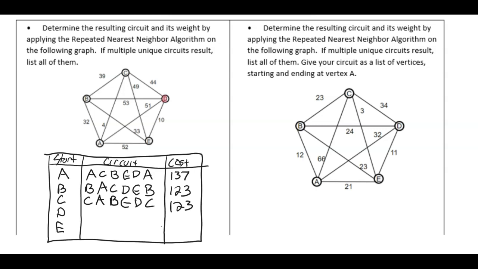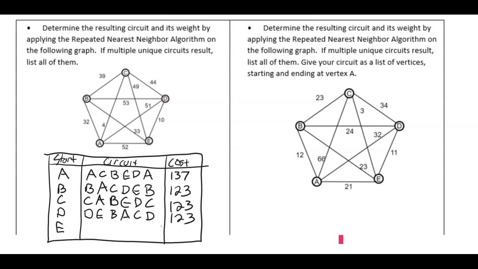Starting at D, the cheapest is to go to E. From E, the cheapest is to go up to B. From B, the cheapest is back to A. Then we definitely take that 4, and then we finish the job. Same picture. This one is D, E, B, A, C, D, for the same cost, 123. We keep getting the same circuit even though we're starting at a different vertex.